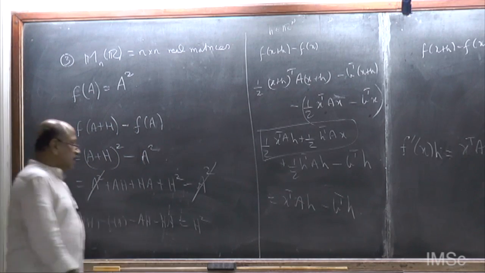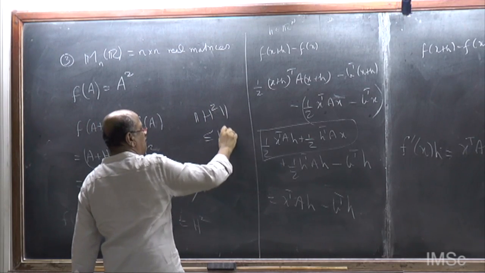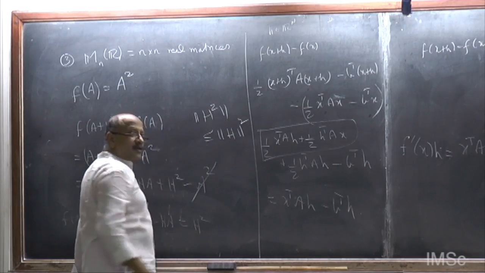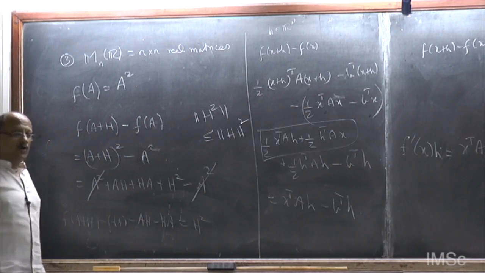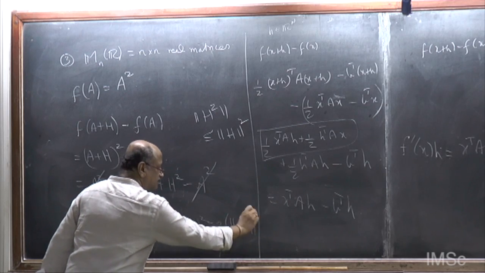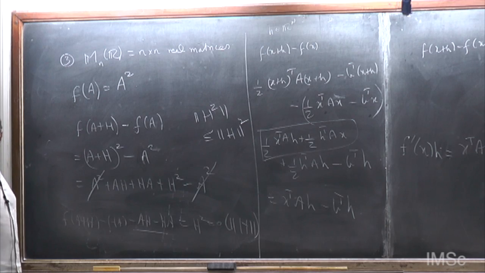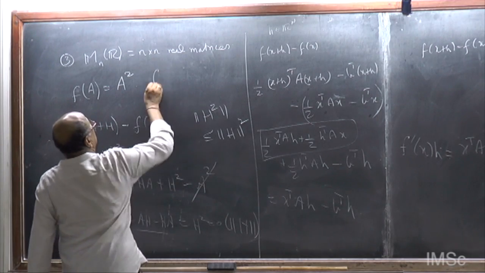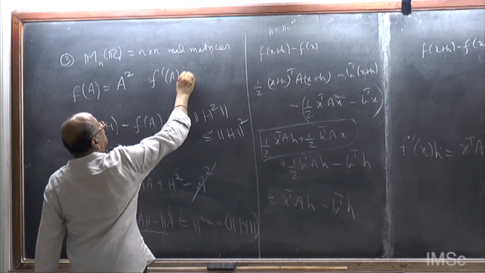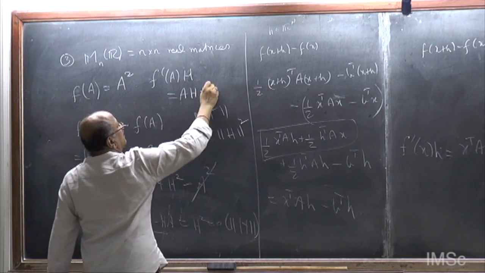and this is norm of H square is less than or equal to norm of H whole square. So, if you divide by norm H, it will go to 0. So, this is little o of norm H, and therefore, this has to be the derivative. So, f dash of A acting on any H is AH plus HA.